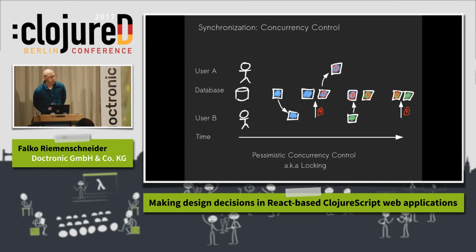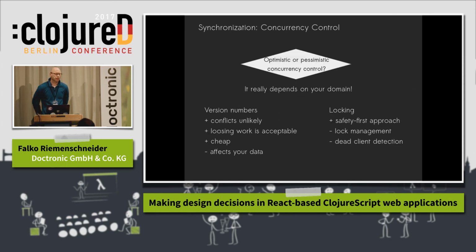The other approach that is commonly used is locking. It's also called pessimistic concurrency control. Locking basically means that before a user can edit something, she or he must acquire a lock, and the backend then takes care that only one user at a time has a lock for a certain entity. After the update has been saved, the lock is then released. This is another way of solving concurrency problems. And now you have to make a decision which way you want to go, and it really depends on your domain and what is acceptable for your users.